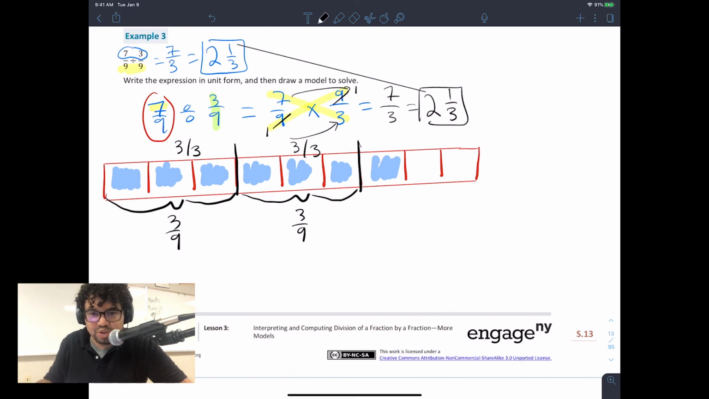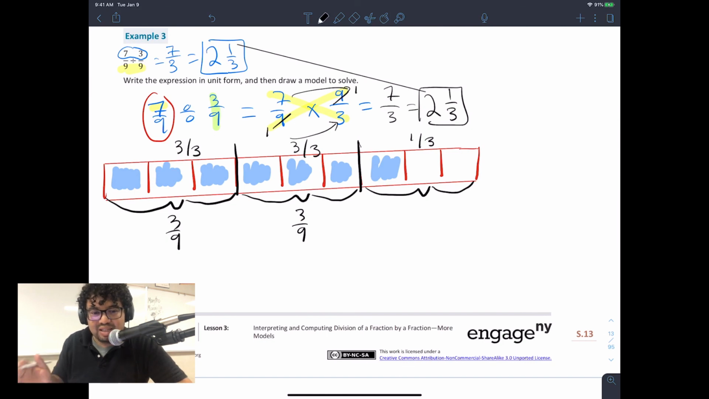So then I'm going to grab my third group, right? So I'm going to grab 1, 2, 3. Keep in mind, though, that over here, I was only able to shade 1 out of the 3, right? 1 out of the 3. Or I was only able to shade 1 piece out of the 9, right?